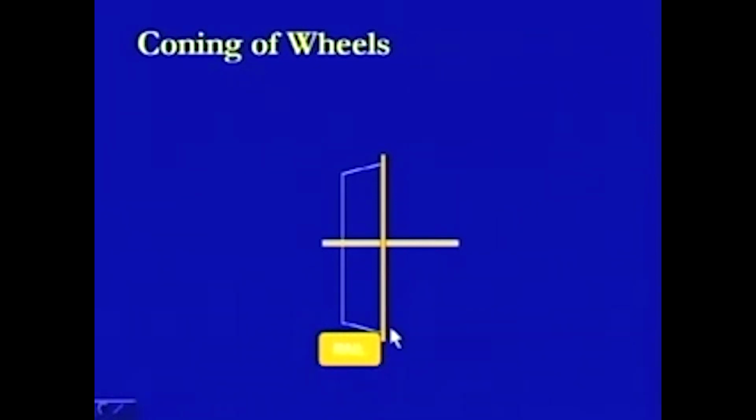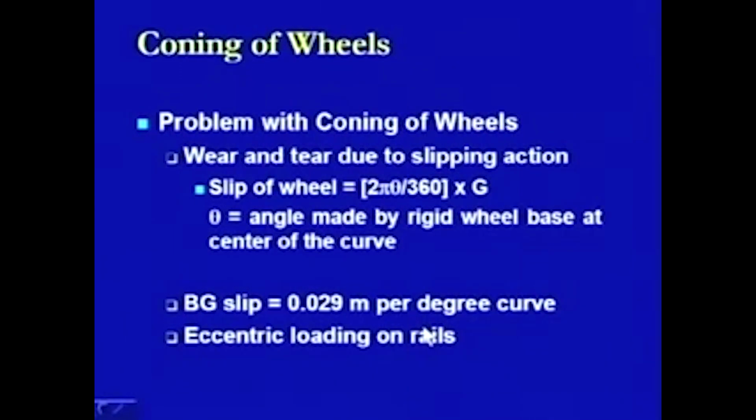So we have to look at these aspects in this case, because the coning of the wheels also creates some problems, and we have to rectify those problems so as to achieve a condition where everything remains constant, where everything remains in the equilibrium condition, and the comfortable journey can be attained. So what we can do is, we have to look at two things. What are the two problems which are there? One is the wear and tear due to the slipping action.